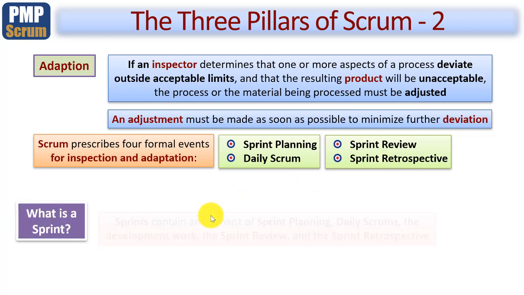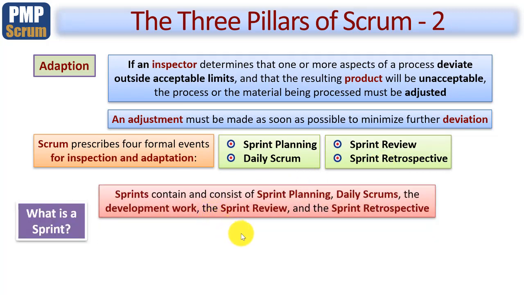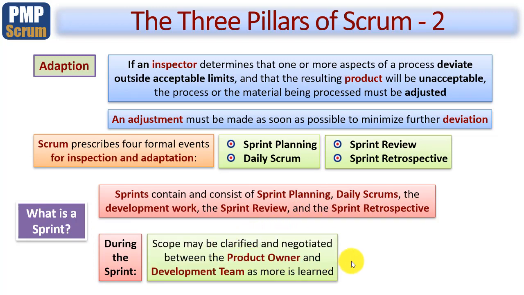So what is a sprint? You've got a fairly good idea already. It consists, as I've said above, of sprint planning, daily scrums, the development work by the specialist team, the sprint review and the sprint retrospective. However, what's more interesting here is what goes on during the sprint. As the sprint proceeds and the products are created, scope may be clarified and negotiated between the product owner and the development team as more is learned. In a later module, when we look in more detail at these roles, you'll find that the product owner represents the customer and users.